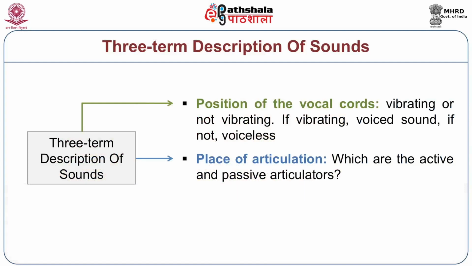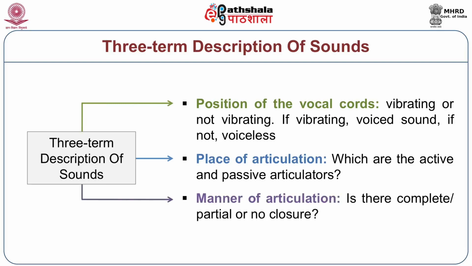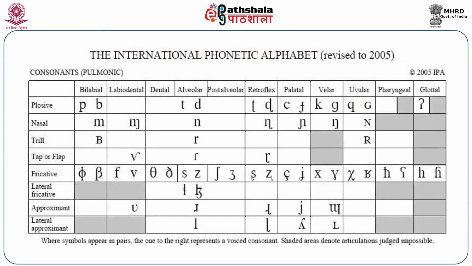Next, place of articulation. This tells us which part of the mouth or nasal cavity is involved in the articulation of a sound, which is the active and which is the passive articulator. Finally, manner of articulation, which deals with whether there is complete closure, partial closure, or no closure of the air passage. Now take a look at the next slide, which is called the International Phonetic Alphabet. The International Phonetic Alphabet, as the name suggests, gives us the phonetic symbols that can be used to describe the speech sounds produced in languages of the world.